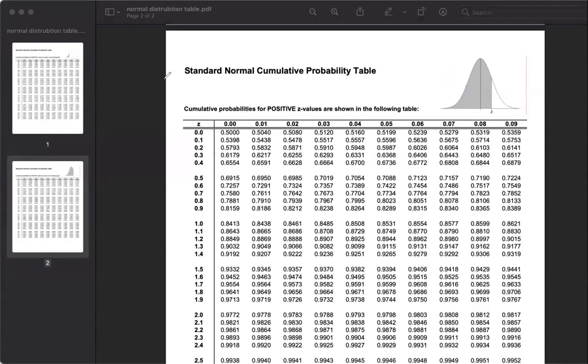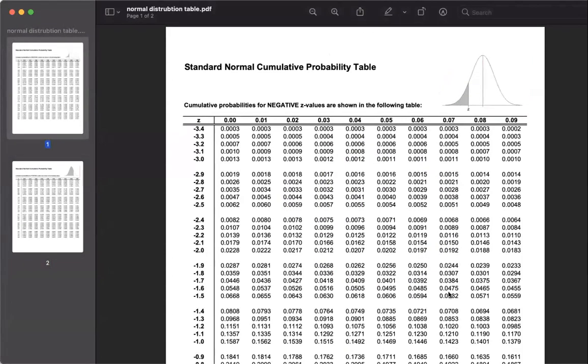Oh, wait, 0.05 is not here because these are very high values. So we've got to go to the first page. Scroll up. Sorry, I clicked the wrong button here. Okay, so let's find 0.05. Here's 0.055 and here's 0.0495. So 0.05 is going to be right here in between the two.